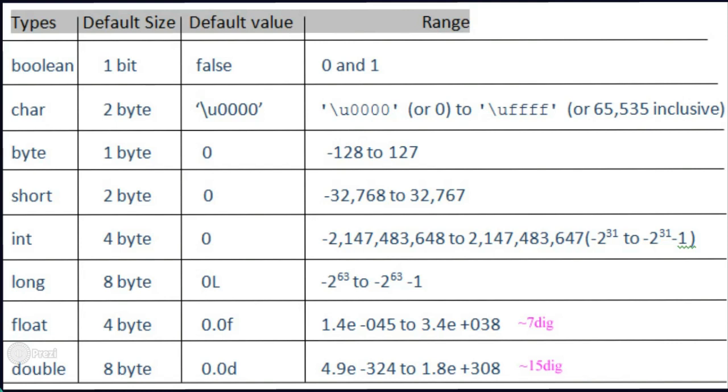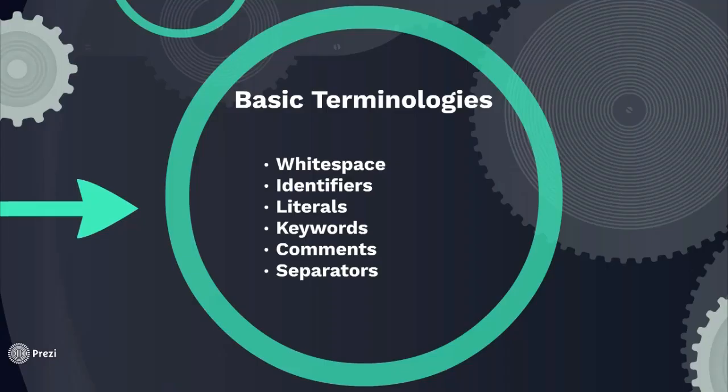There are some basic terminologies which must be understood before making our programs. So the first one is white space. Java is a free form language. This means that you don't need to follow any special indentation rules. In Java, white space is a space, tab, or new line. So there is no need for giving indentation. Indentation must be given for the sake of programmer or anybody else to understand the program easily.